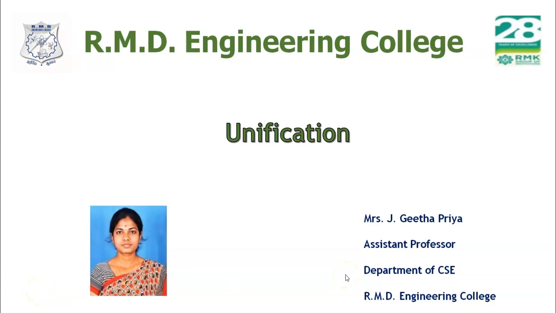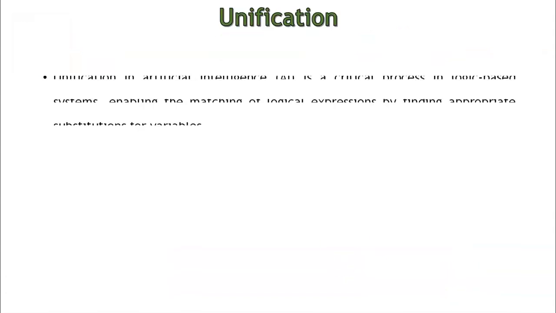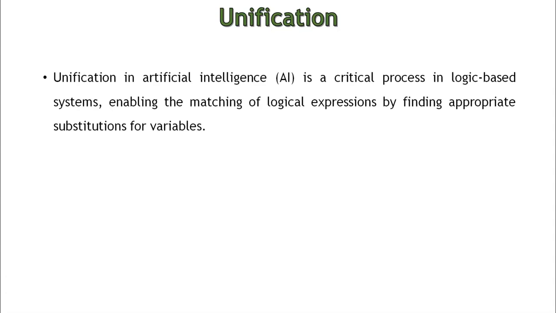Dear learners, in this video we are going to discuss the unification process. Unification in artificial intelligence is a process in logic-based systems that enables the matching of two logical expressions by finding the appropriate substitutions for the variables present in them.